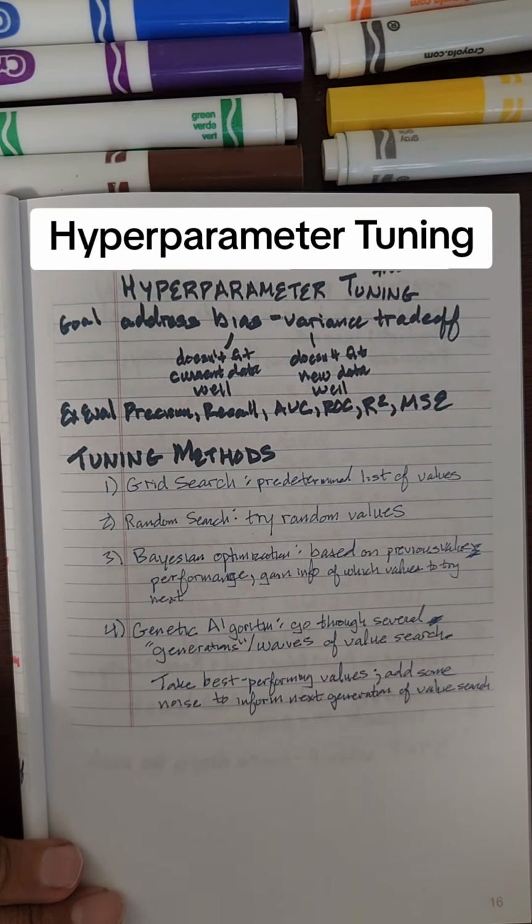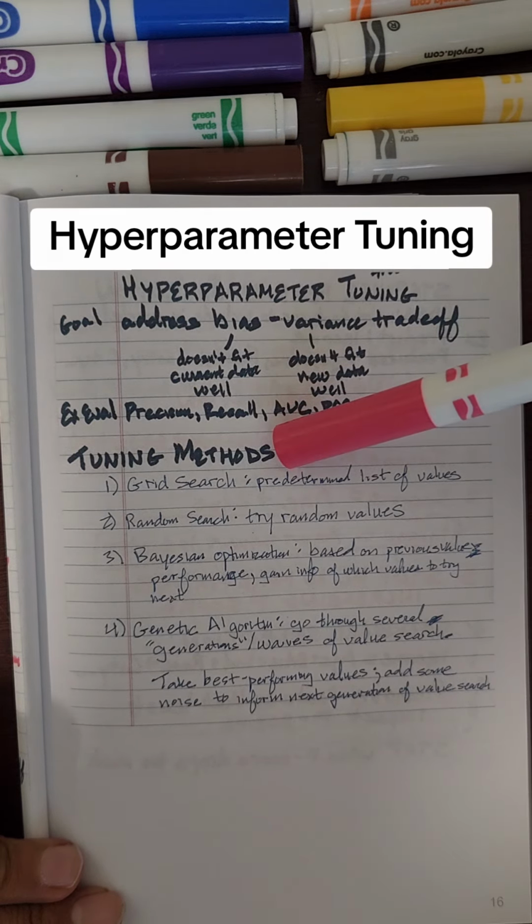For example, when you're looking at, say, lasso regression or ridge regression, you might have an alpha parameter that you can increase the size of, which will penalize different coefficients more heavily or lighter, depending on what your alpha value is. And then there's a couple different tuning methods.